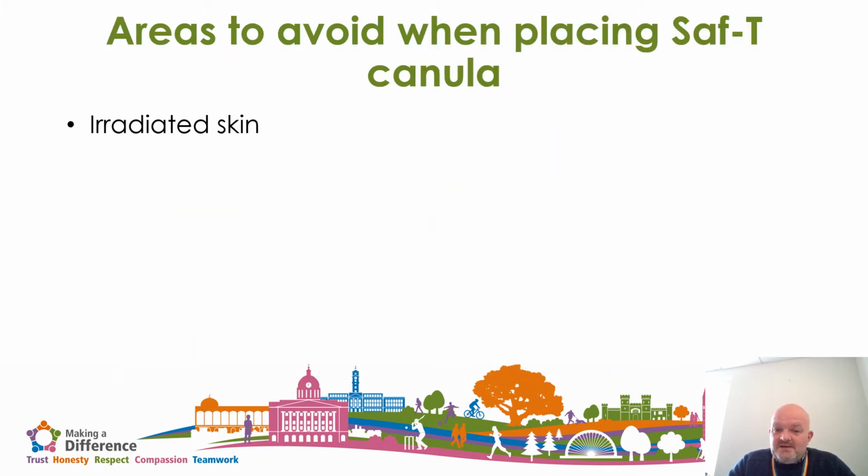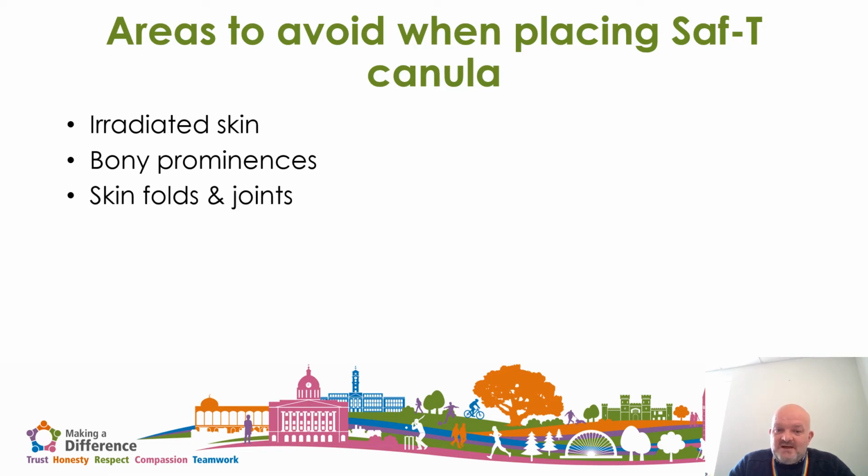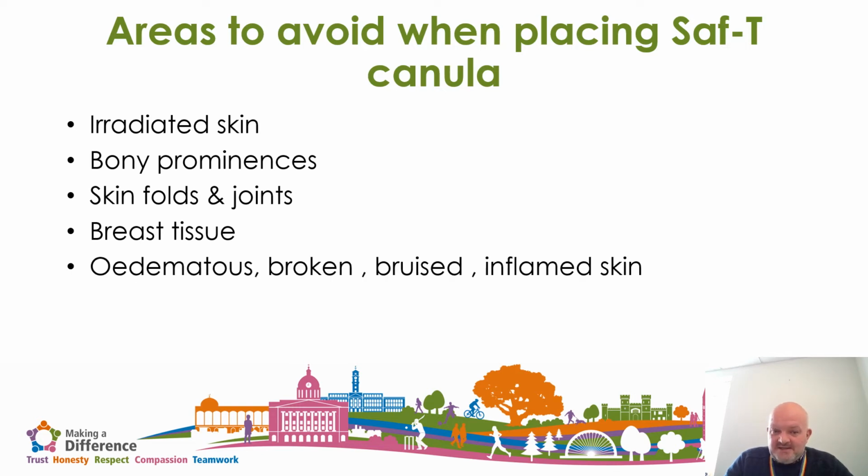There are areas that we need to avoid, and we need to avoid any areas of skin where the integrity has been damaged, and these are some of the reasons why. So for example, irradiation. We obviously don't want to put it in a skin fold or an area where there's constant movement of the limb, so for example near a joint, because the cannula may get damaged.